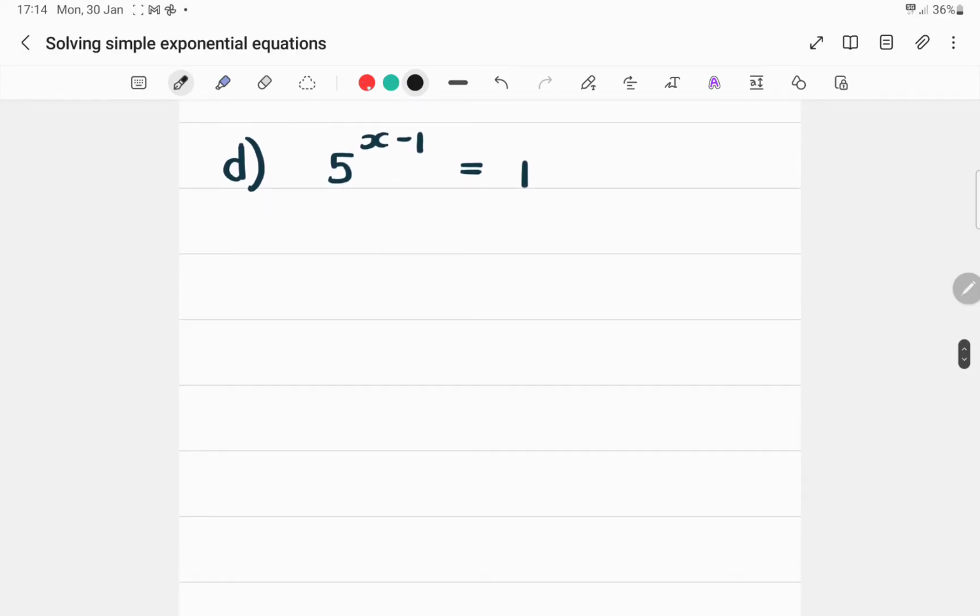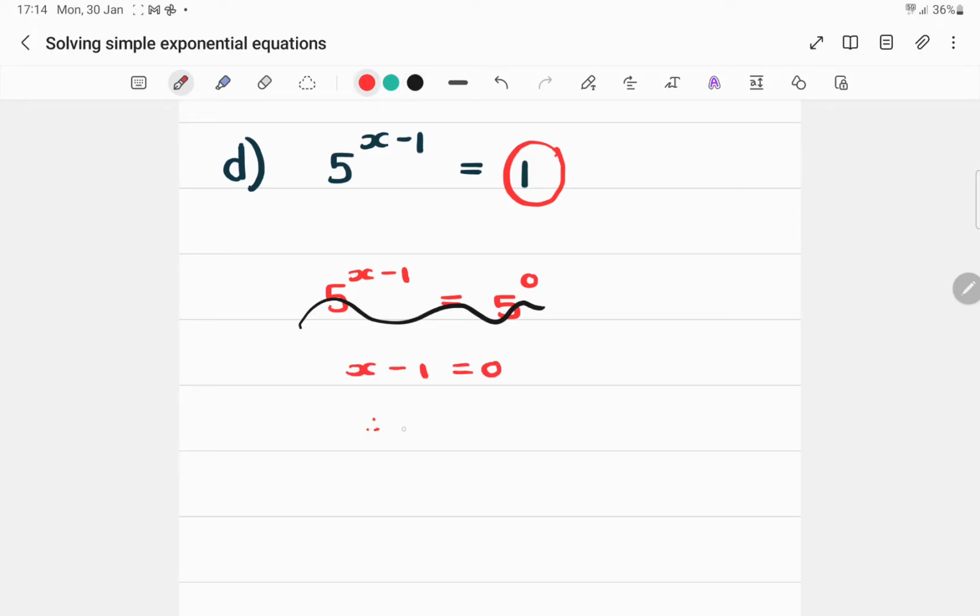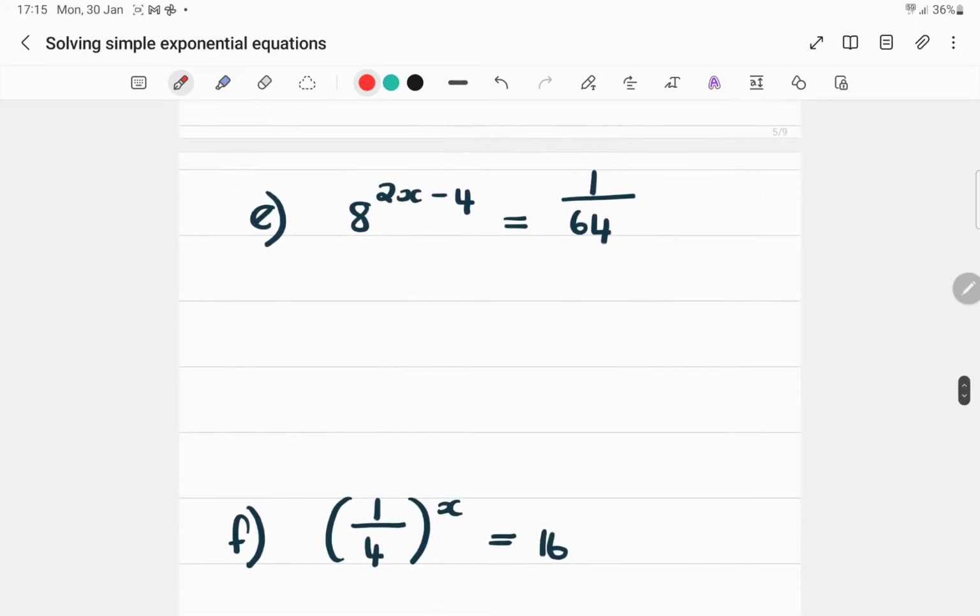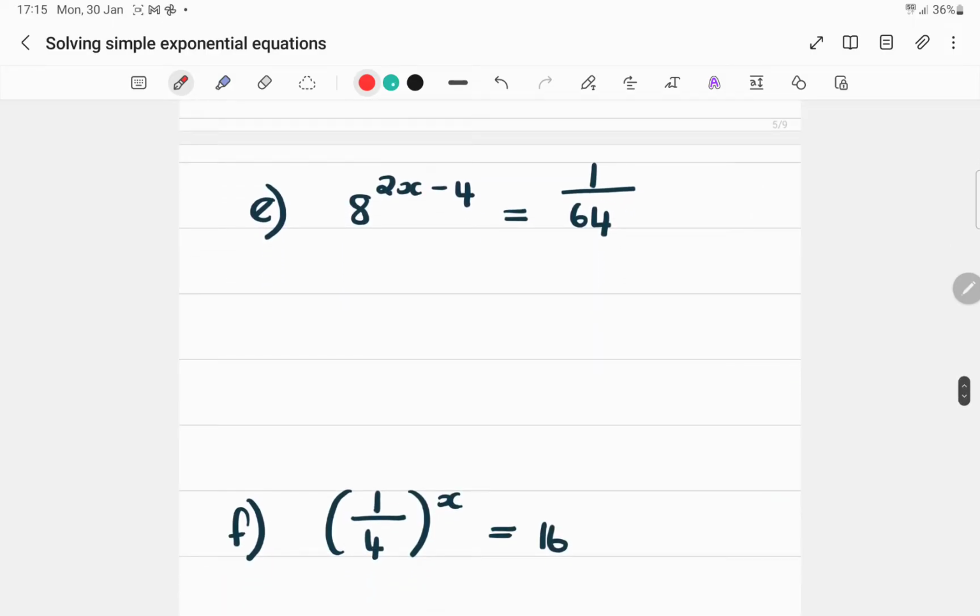Okay, again, this one where we have to write, remember the 1. So 5 to the power x minus 1 is equal to, you can rewrite it as 5 to the power of 0. We've got the same bases. Drop it like it's hot. Thus, x minus 1 is 0. Thus, x is equal to 1. Does it make sense? 5 to the power 1 minus 1 is 0. 5 to the power 0 is 1. Okay, so you can always go and test yourself.